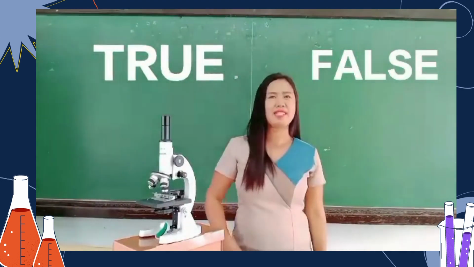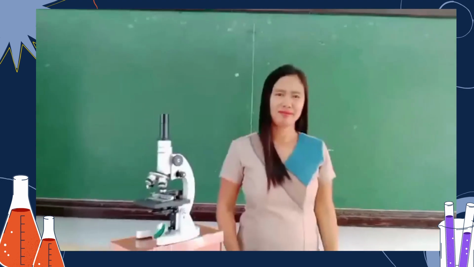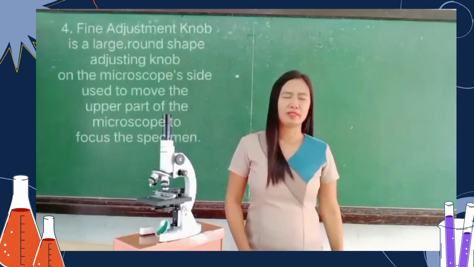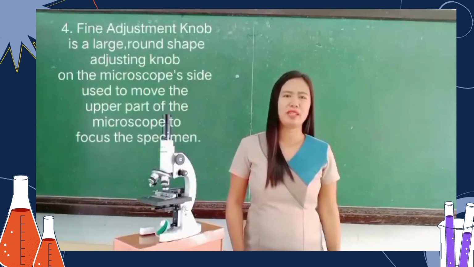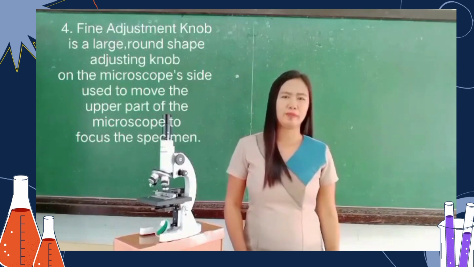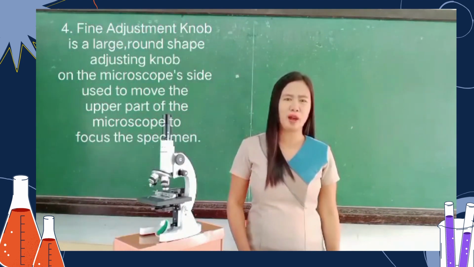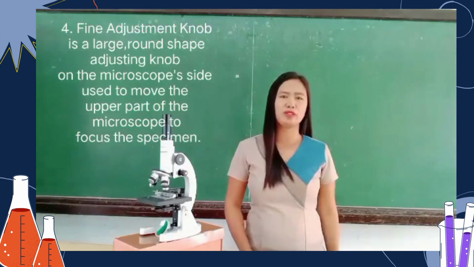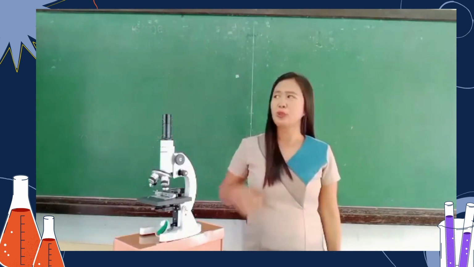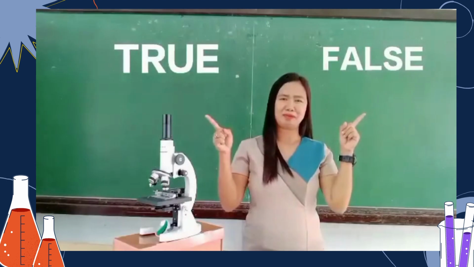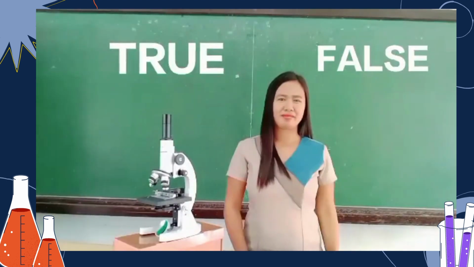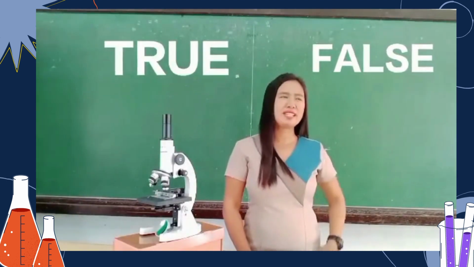Yes, the answer is true. Number 4. Fine adjustment knob is a large, round-shaped adjusting knob on the microscope side used to move the upper part of the microscope to focus specimen. True or false? Correct! The answer is false.